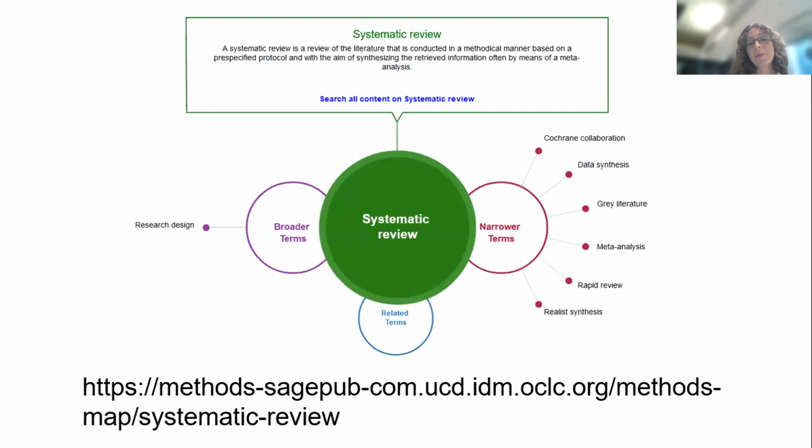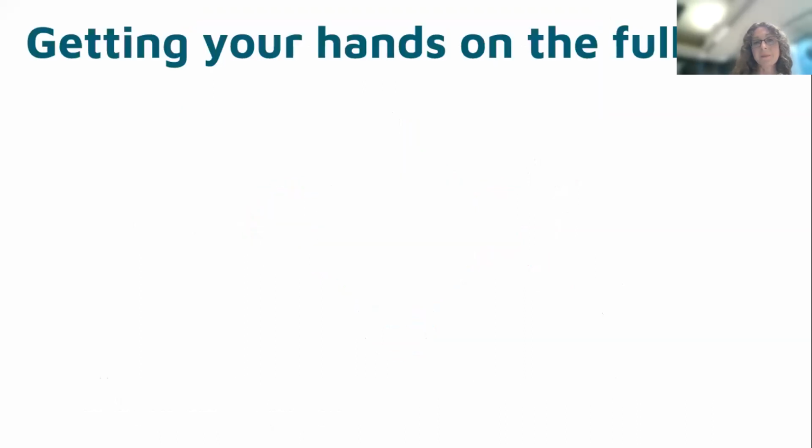This is just a diagram from a new resource we have in the library, which is Sage Research Methods, and it has a methods mapping function in it, so you can see the different methods that are used in particular research types. This one is for systematic reviews, and it shows you the different elements involved in that, and you can go into it and get more detail.